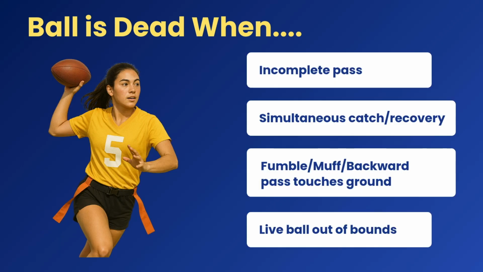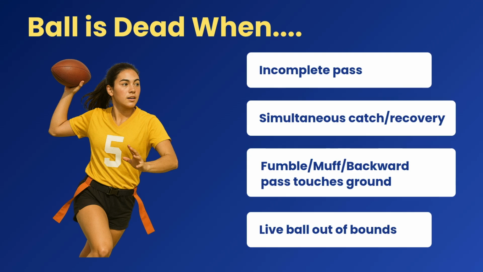Ball is also dead on an incomplete pass if we have a simultaneous catch or recovery. And then the next one, fumble, muff, or backward pass touches the ground. There is only one time in NFHS flag football when the ball is not dead and it hits the ground. That's on a punt. We'll get to that. But fumbles, muffs, backward passes, any of those hit the ground, the ball is dead at that spot and belongs to the team that last had possession of the ball.